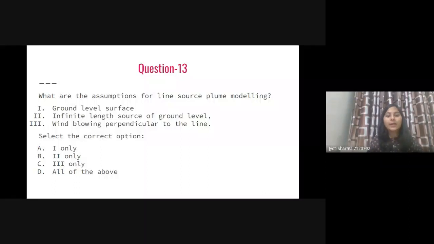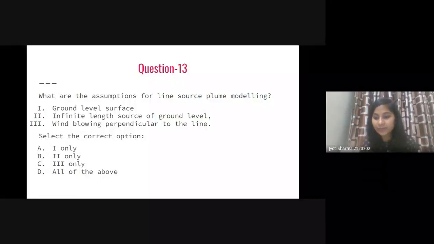Okay, what are the assumptions for the line source plume modeling? So ground level surface, infinite length source at ground level, wind blowing perpendicular to the line, and Nishant gave me answer D.